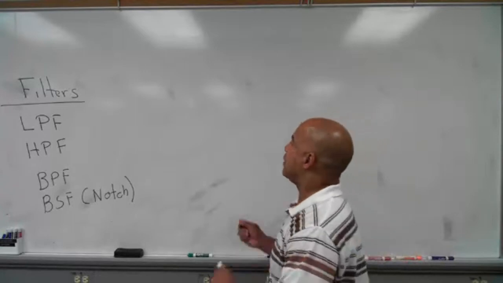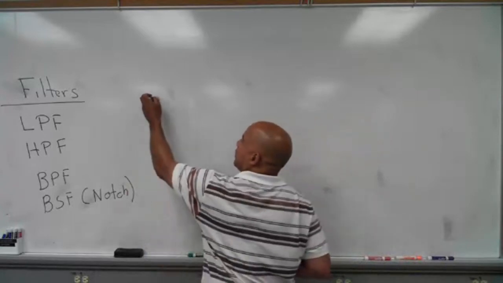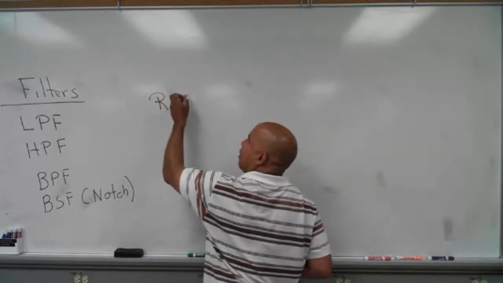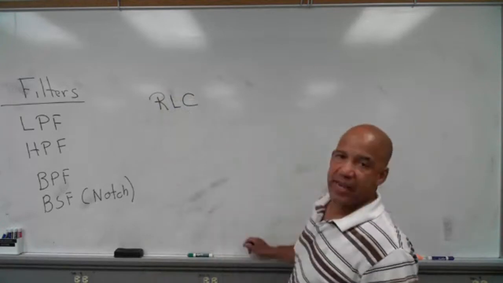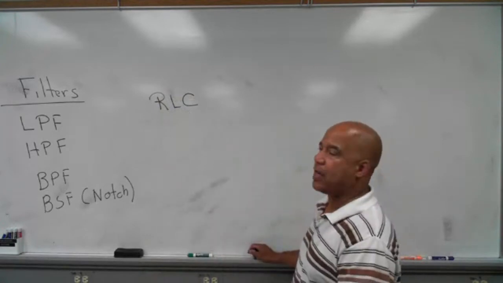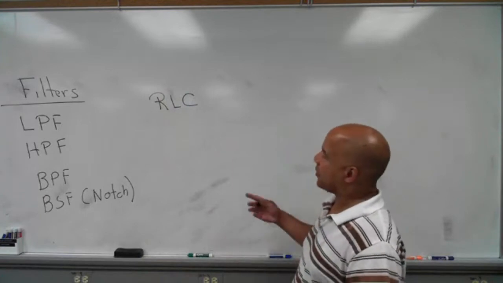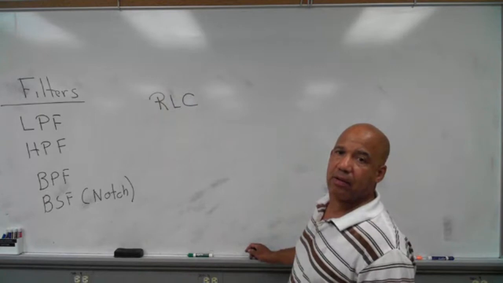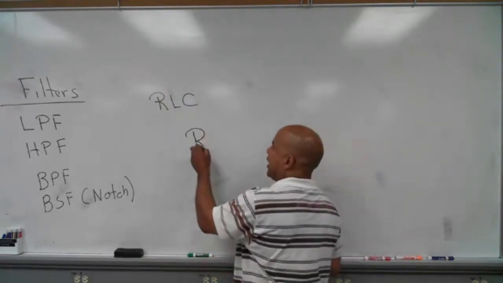Now, filter action: there are many kinds of filters. Filters are composed of resistors and then reactive elements. So I'll have an R, an L, and a C part in any combination. I might have an R, L, C. I might have an R and an L. I might have an R and a C. Different styles, different combinations, different designs. What we learned about was the RC filter because it's a simple filter to understand.